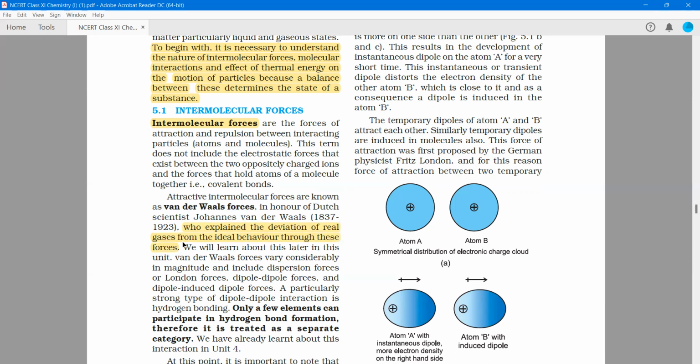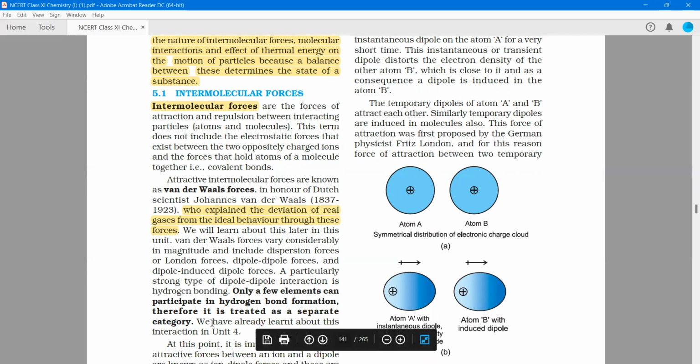Van der Waals forces vary considerably in magnitude and include dispersion forces or London forces, dipole-dipole forces, and dipole-induced dipole forces. A particularly strong type of dipole-dipole interaction is hydrogen bonding. Only a few elements can participate in hydrogen bonding, therefore it is treated as a separate category. So van der Waals force is an attractive intermolecular force, and there are different types of van der Waals forces that may exist between atoms and molecules.